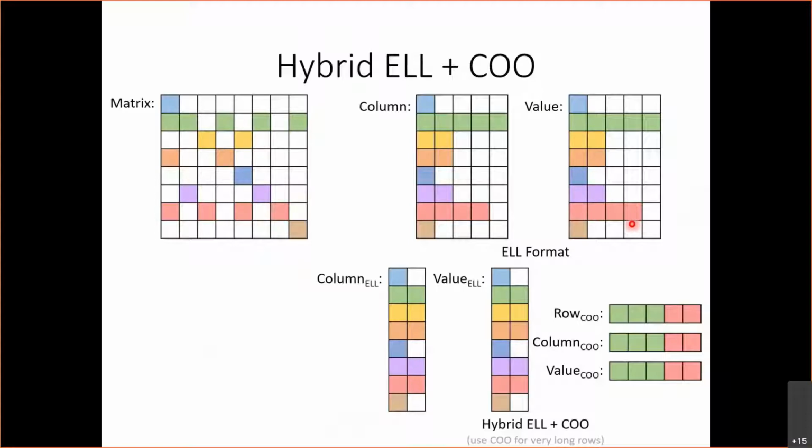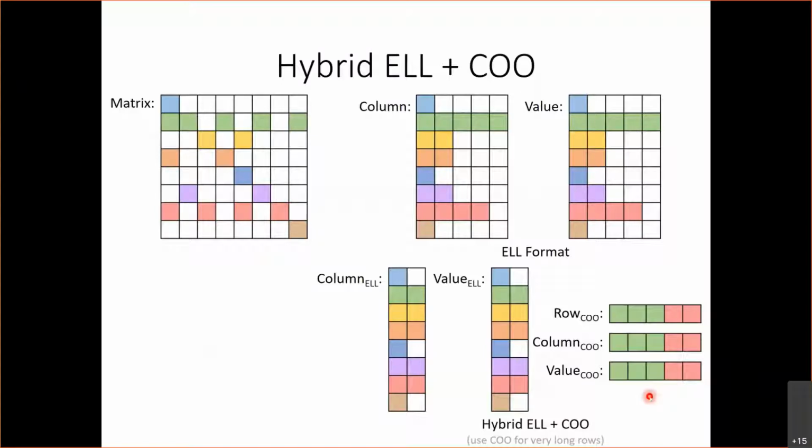So one way to minimize the amount of padding that we have is to have a hybrid ELL COO format where we have enough columns in this compressed table for most of the rows, but then for the very long rows, we have an additional COO representation just for the extra non-zeros in these rows. And by doing this, we were able to get the benefit of ELL format when it comes to memory coalescing, but then minimize the padding by processing the non-zeros in the very long rows separately.